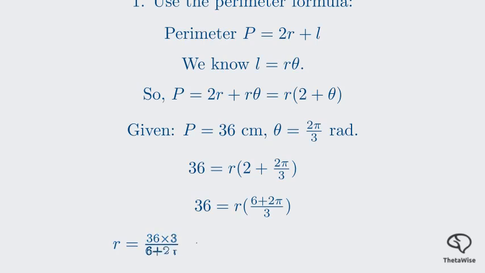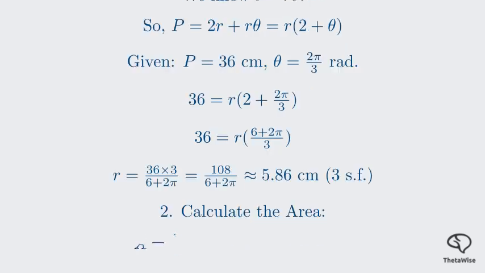To find r, we divide 36 by the quantity in the parentheses. This gives an exact value for the radius: 108 divided by the quantity 6 plus 2π. Approximating this, the radius is about 5.86 centimeters.